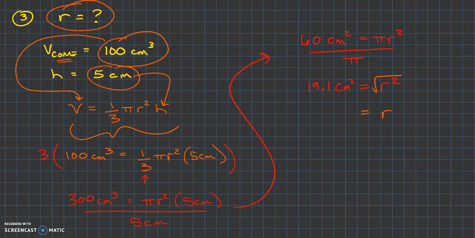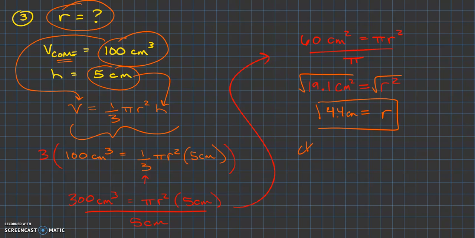Aren't we looking for r? We're not looking for r squared. So we take the square root to get it back down to r. But what we do to one side, remember that golden rule of algebra? We have to do to both. And so this is where your calculator is going to become very handy. You're going to have 4.4 centimeters. That is going to be your radius, 4.4 centimeters.